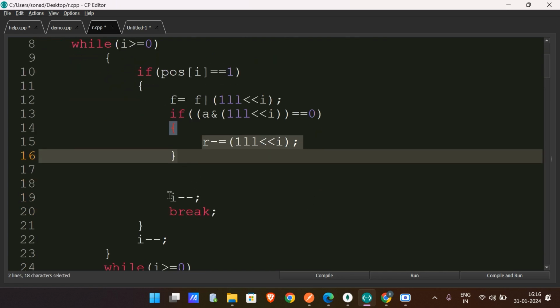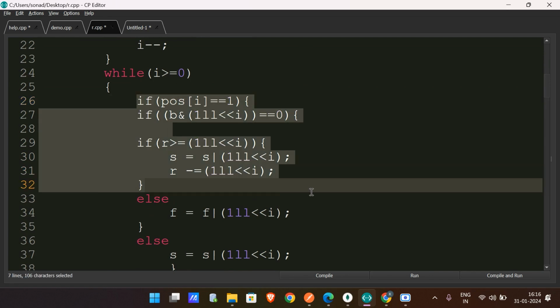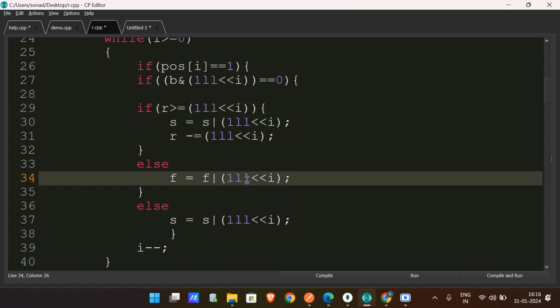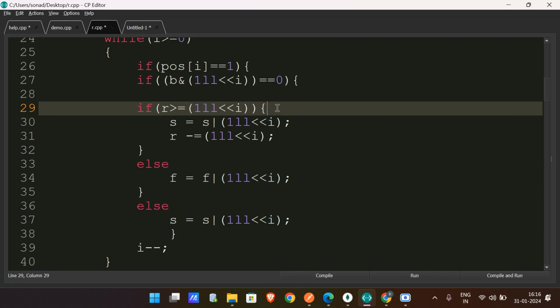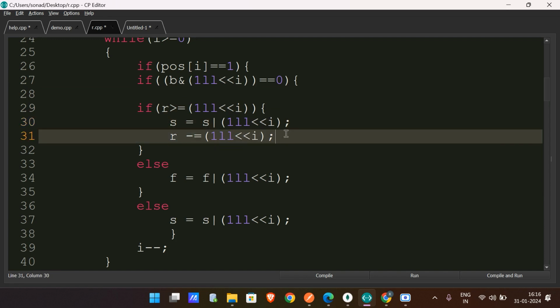Now I'm doing I minus minus and break, because I will be assigning only one bit to the first term and the other bits to the second term. Now I'm assigning all the other bits favorable to the second term. If it is 1, then I can assign 1. Now I'm checking, does B have 1 at the ith position or not? If it doesn't have, then I need to check that 2 to the power of I is less than or equal to R or not. If it is, then only I can have that, because I have a condition of less than or equal to R. That's why I'm doing an OR with 1, that is 2 to the power of I. Now I'm reducing our R.